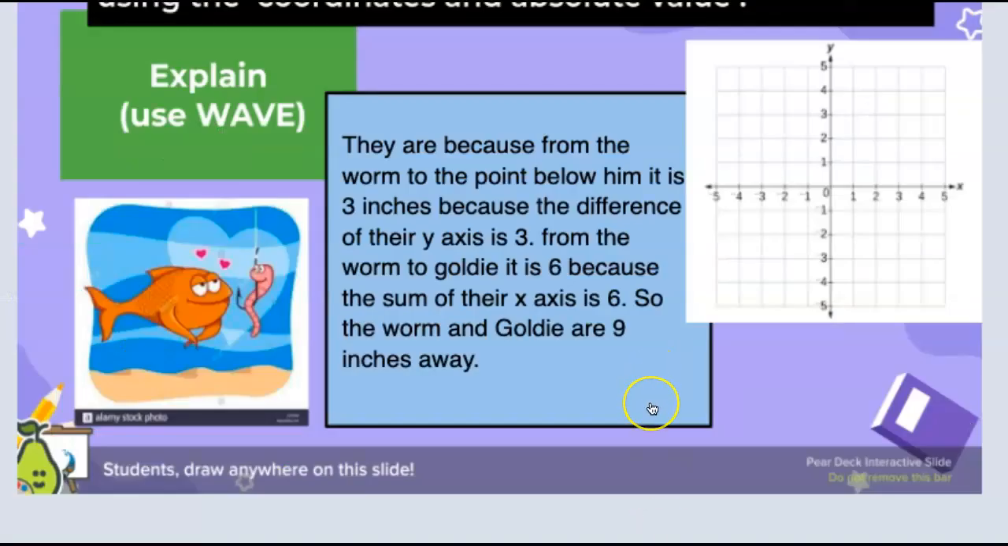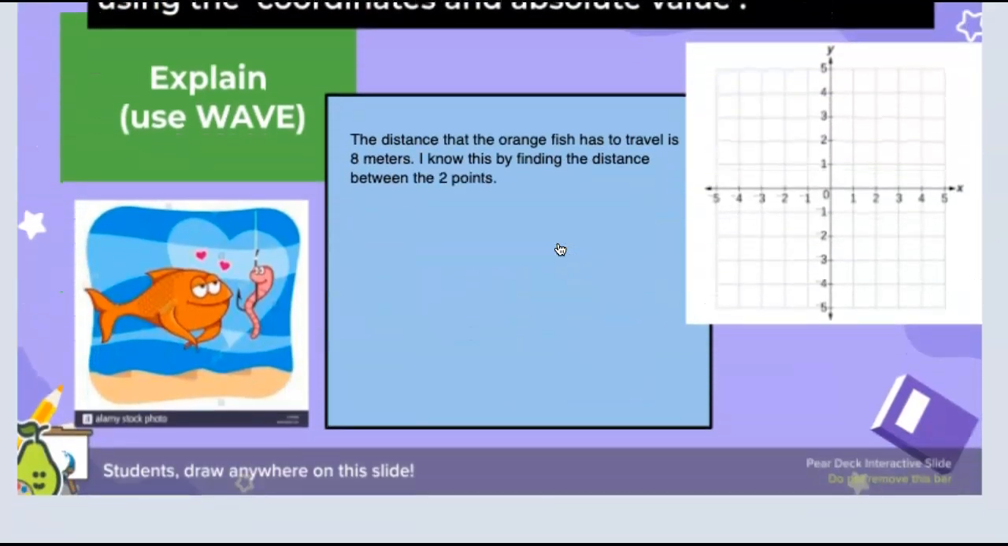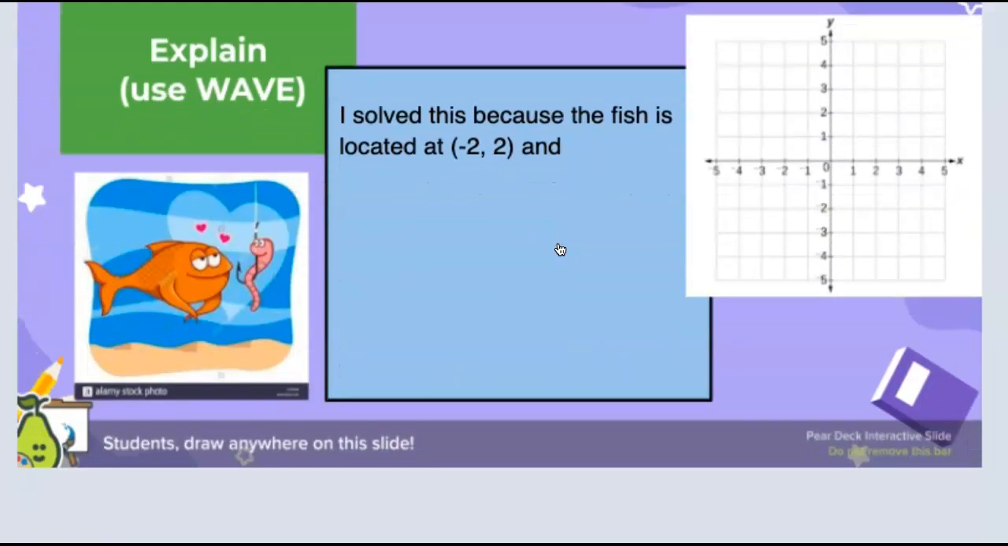So here they are because, well, I don't know what happened here. The worm below it is 3 inches because of the difference. Plot the point so we see it, or the coordinate. The distance the orange fish travels is 8 meters. So you guys need to plot again and solve.